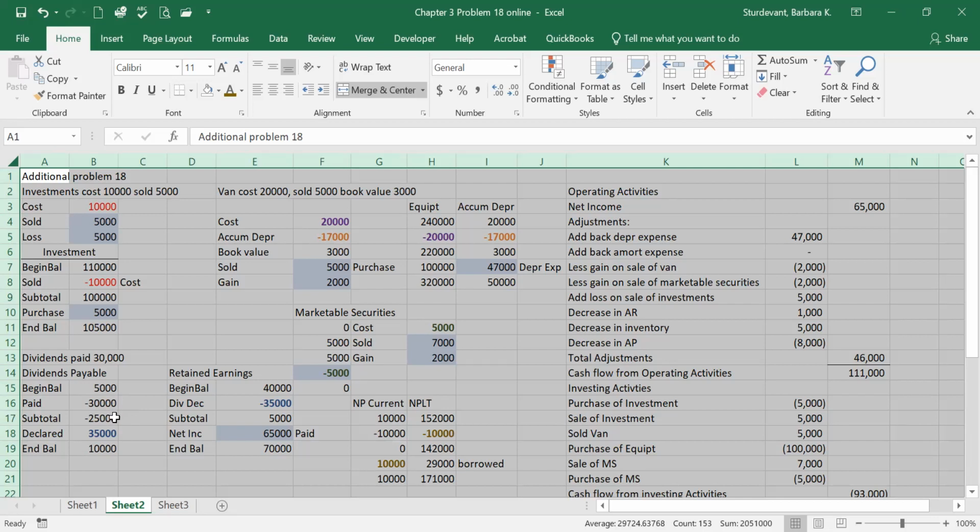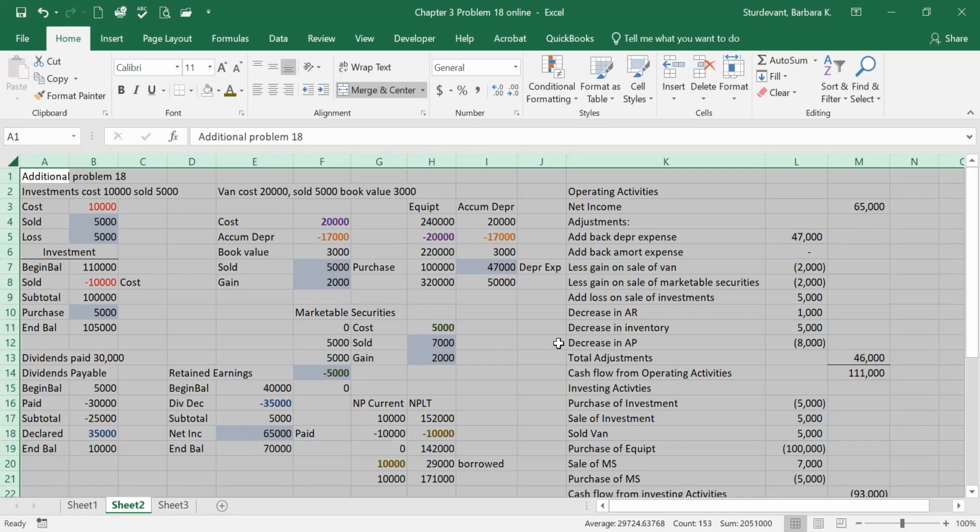subtotaled. To get to the ending positive balance, you add those two numbers together. It's just a math thing. So our declared was 35. Declared increases dividends payable, decreases retained earnings. And so we took it to retained earnings, got our subtotal, so that our plug number was our net income. And so that's how we got this.